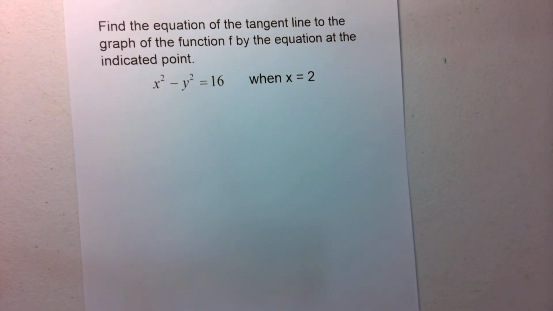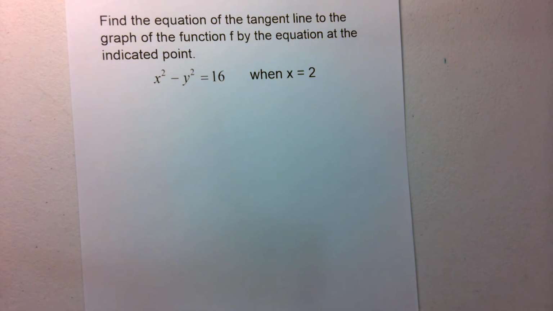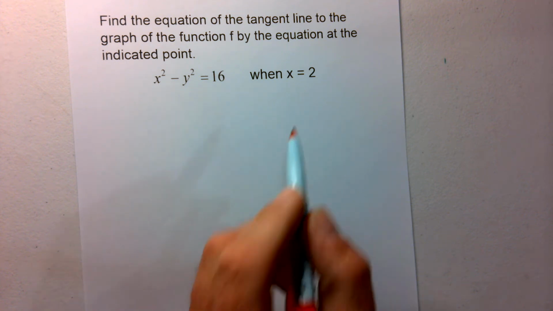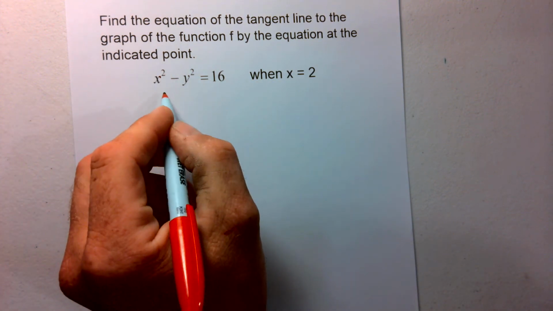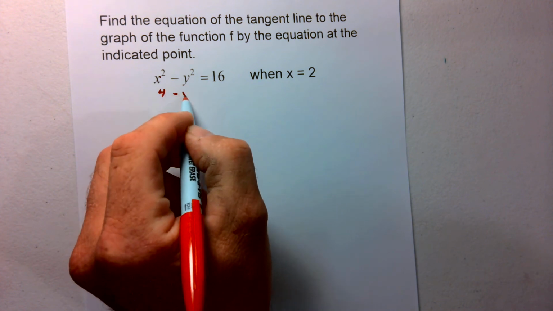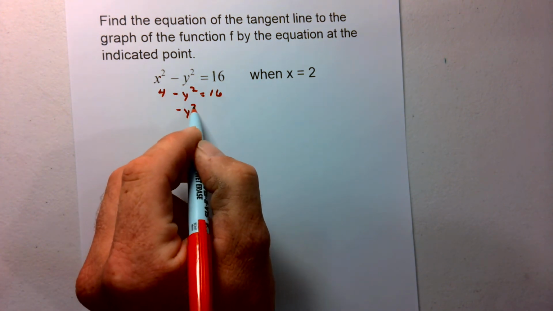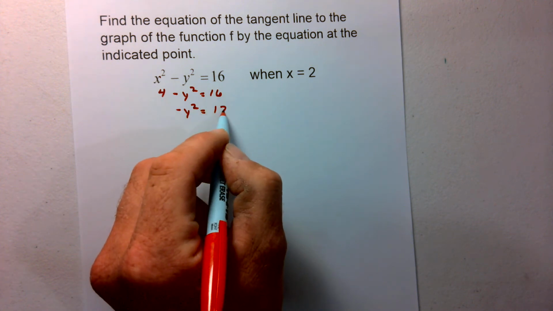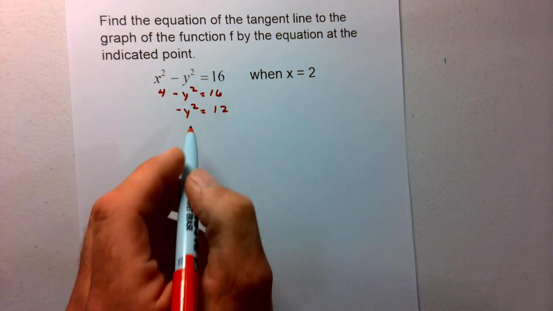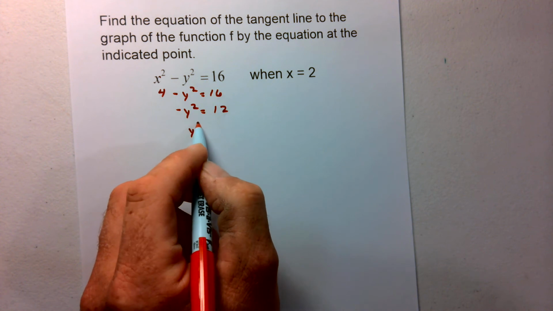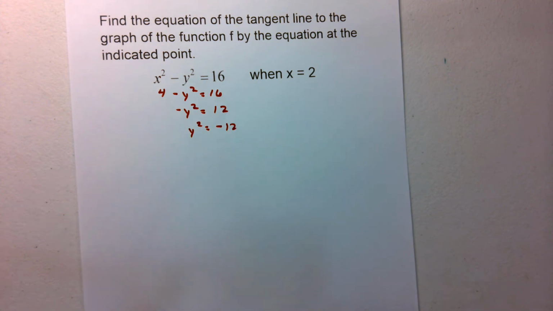Anyway, we go back to our problems, our examples. Here, we have x squared minus y squared equals 16. Again, we're just given an x value, so we've got to come up with that y value. So I plug in 2 for my x. I have 4 minus y squared is going to equal 16. So a negative y squared is going to equal 12. So y squared will equal a negative 12.